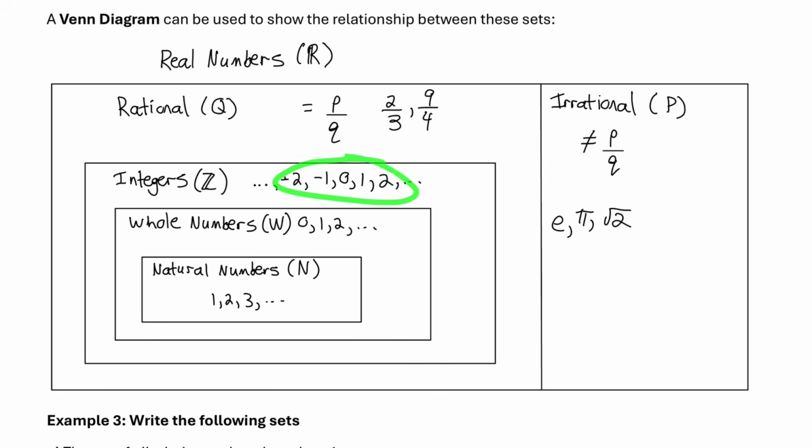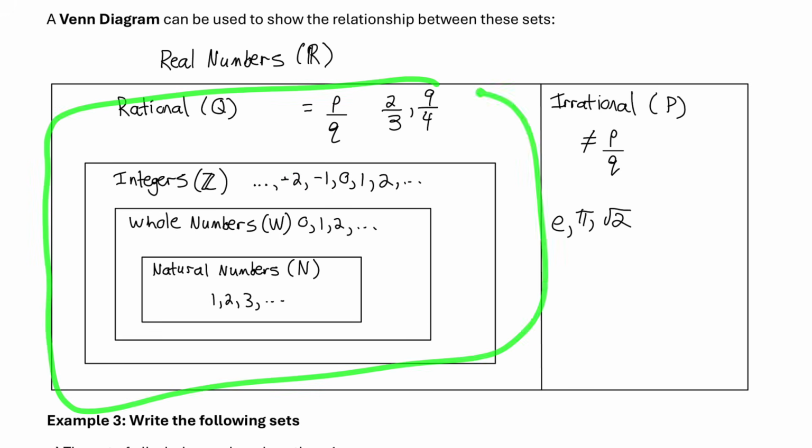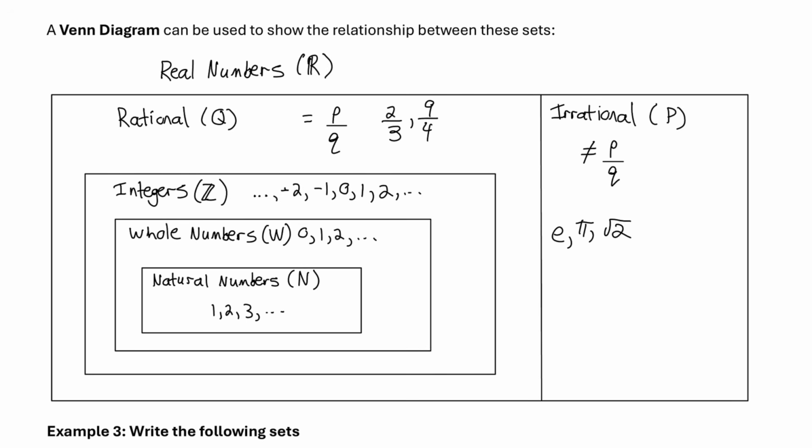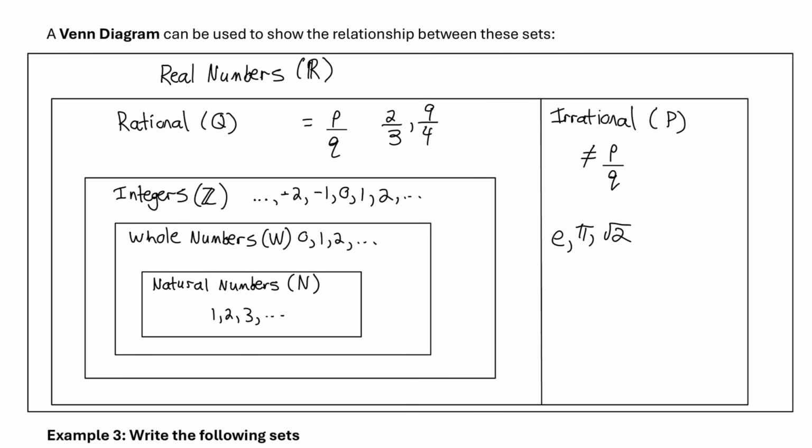Every integer is a rational value. It can be expressed as a fraction. And then all of these fall within the set of real numbers, where real numbers could be either rational or irrational. So I should draw a bigger rectangle that encompasses all of the real numbers. Every real number is either rational or irrational. So rational numbers and irrational numbers are both subsets of real numbers.